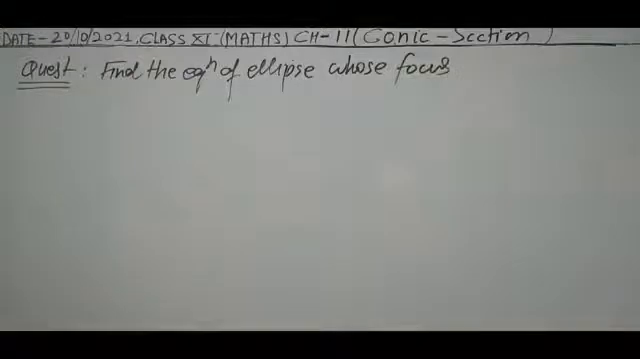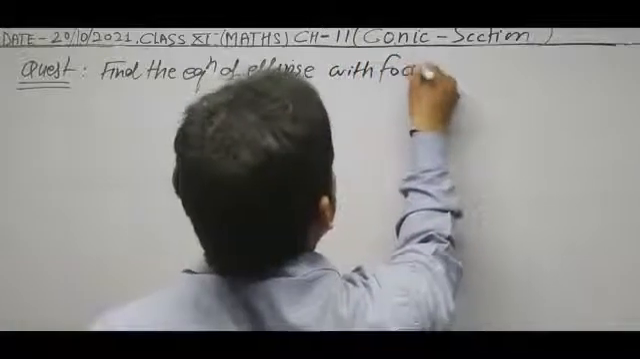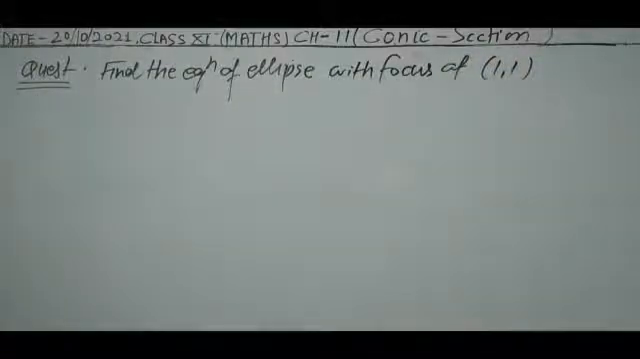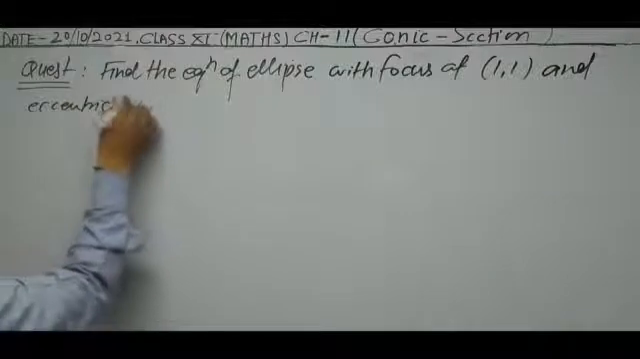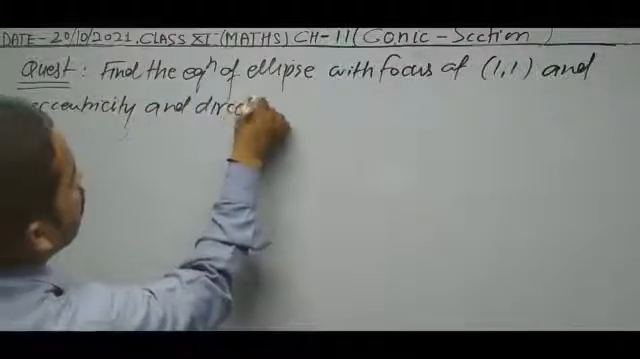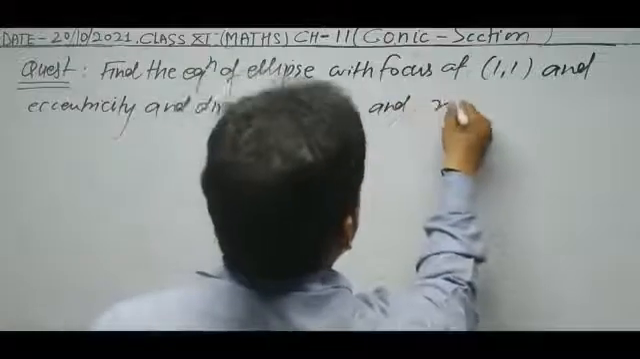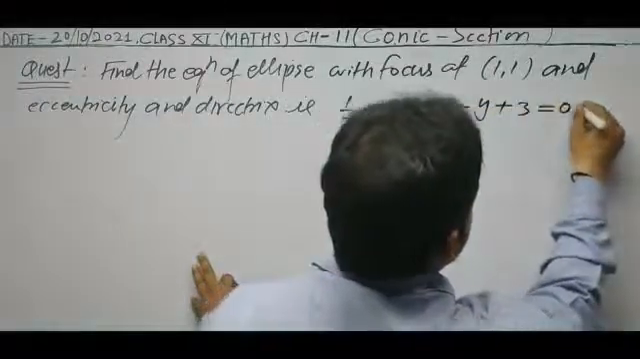Find the equation of ellipse whose focus, or equation of ellipse with focus at 1, 1, and eccentricity and directrix are 1/2 and x minus y plus 3 is equal to 0 respectively.